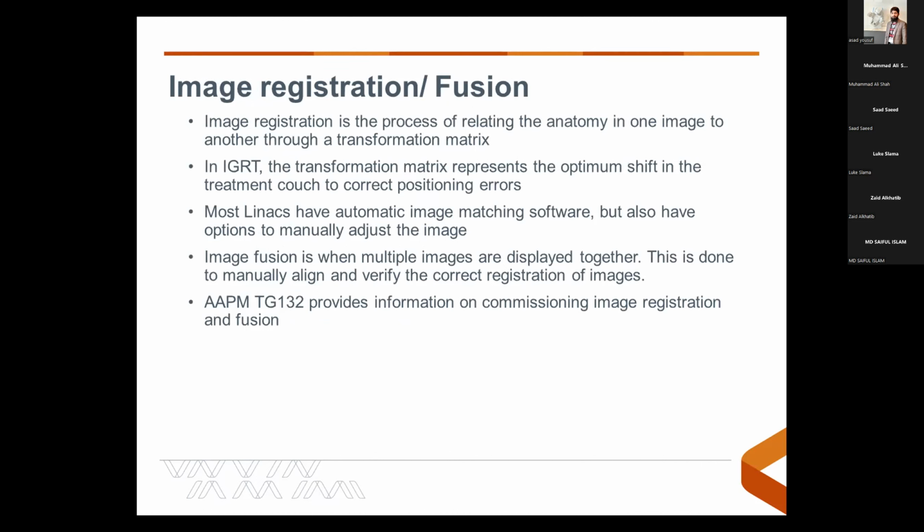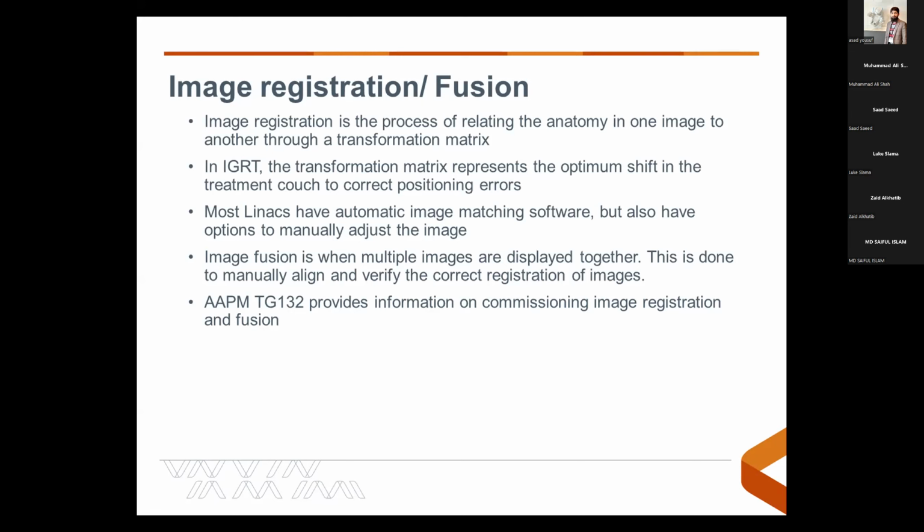So image registration is the process of relating the anatomy of one image to another through a transformation matrix. And in IGRT, this transformation matrix represents the optimum shift in the treatment couch to correct for any positional errors of the patient. Most Linacs do have an automatic image matching software, but the RTs always manually adjust the image after the automatic registration just to ensure that the machine is actually operating correctly, and they'll do the manual match themselves.